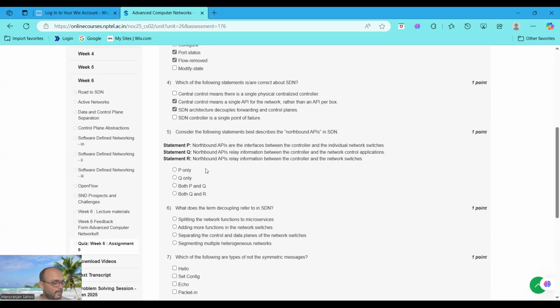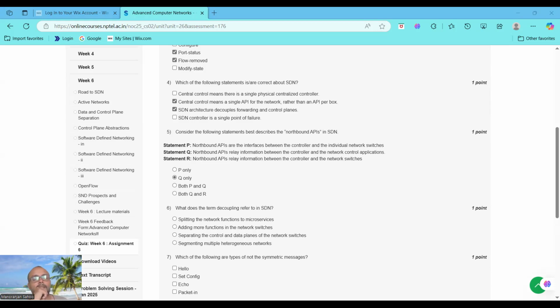Moving to question number 5. Consider the following statements: which best describes the northbound APIs in SDN? Northbound API relays information between the controller and the network control applications. So the answer is option B, Q only, because statement Q is correct.